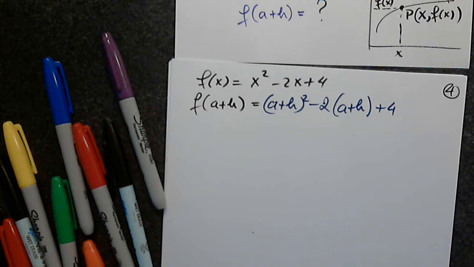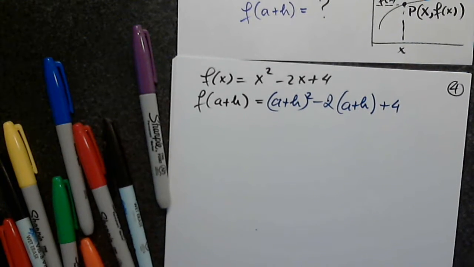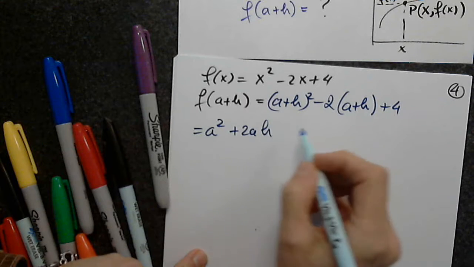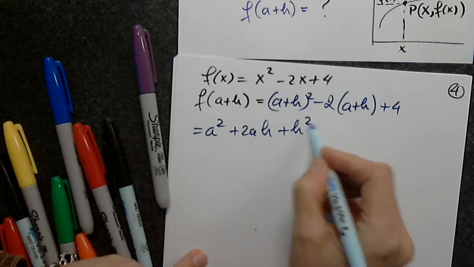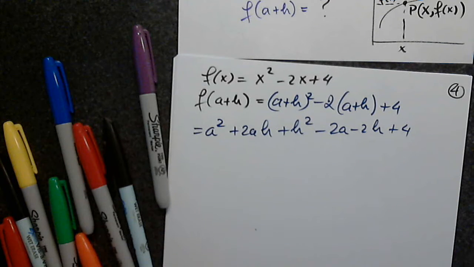And on the first day of classes, we made an agreement about the first quantity. Be very careful what you tell me. Yes, I'm ready. a squared. Yes? Plus 2ah. Awesome. Plus h squared minus 2a minus 2h plus 7. Good. That's what it is. So f of a plus h is this quantity.